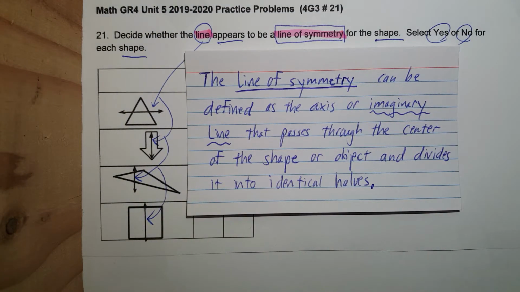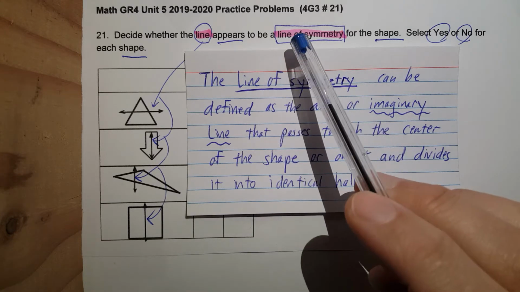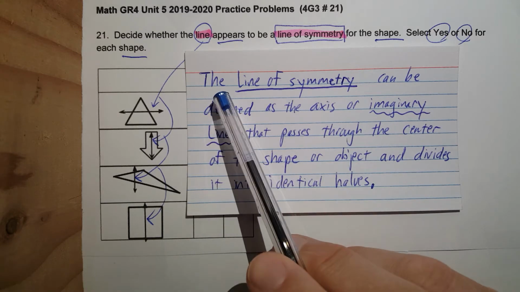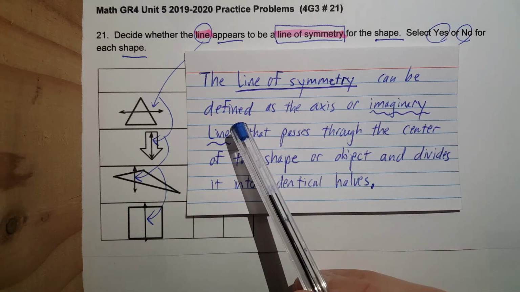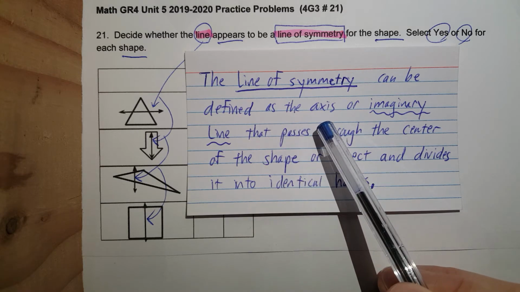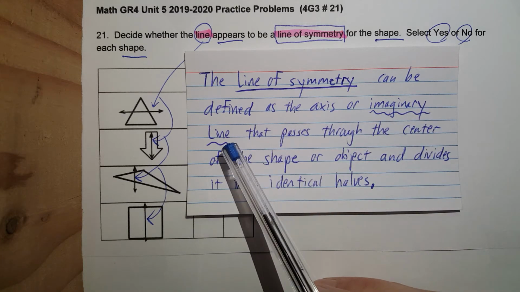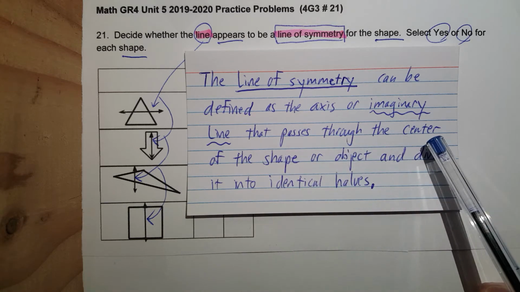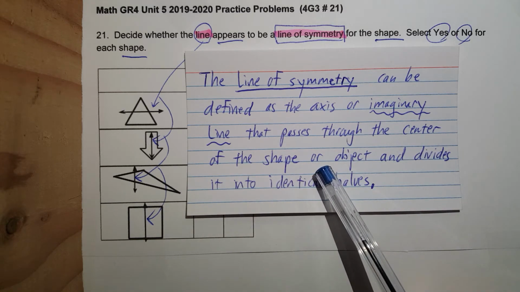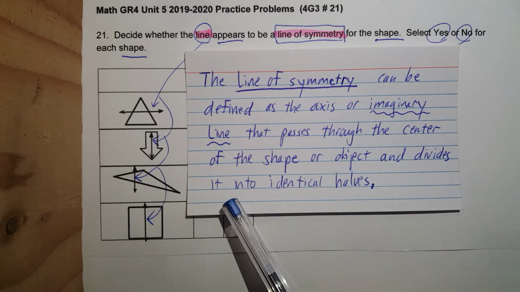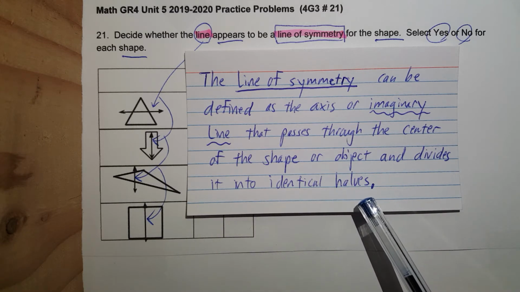Let's go back in. For the lesson, I just jumped onto the computer and went to Google, my best friend, and typed in line of symmetry. So for any of these problems, even on Imagine Math, use your resources, okay? Look it up. What is a line of symmetry? The line of symmetry can be defined as the axis, that's confusing, or imaginary line that passes through the center of the shape or object and divides it into identical halves.